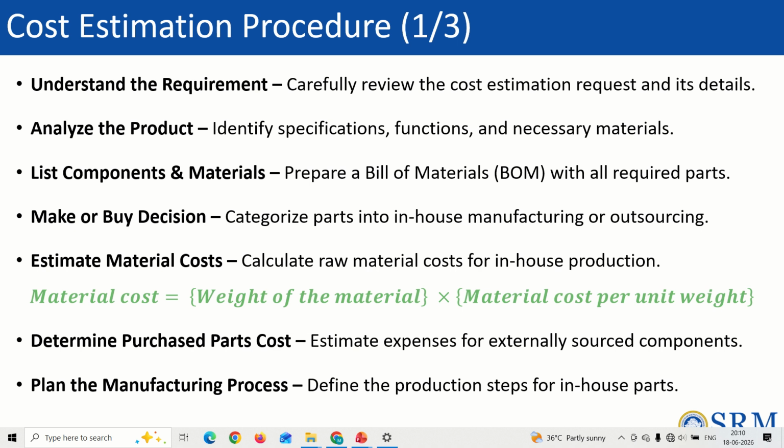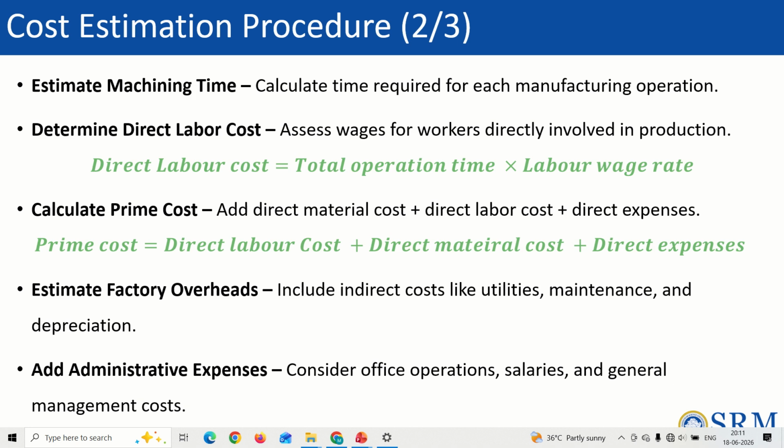Material cost is equal to weight of the material into material cost per unit weight. So following this, we determine purchased parts cost and plan out our specific manufacturing processing steps for our in-house components.